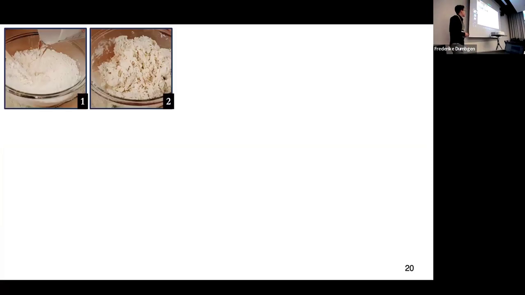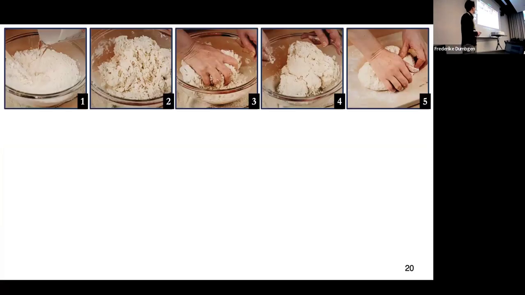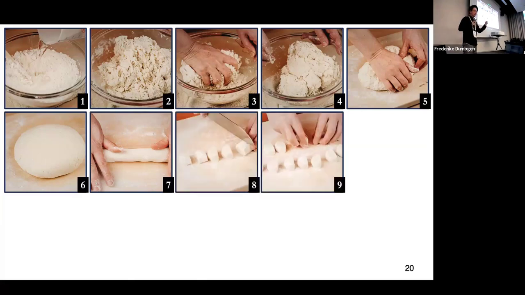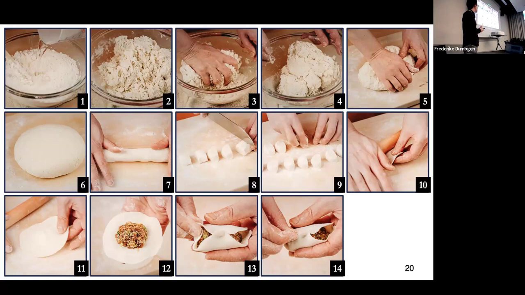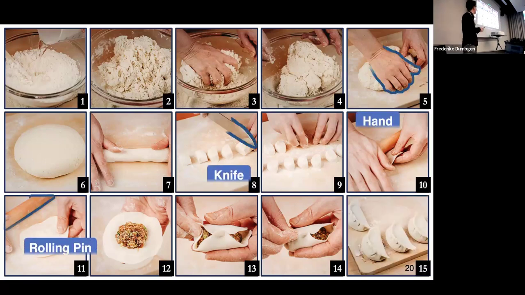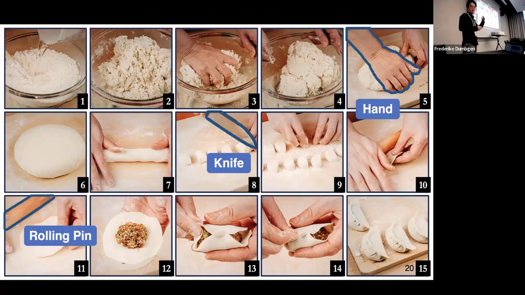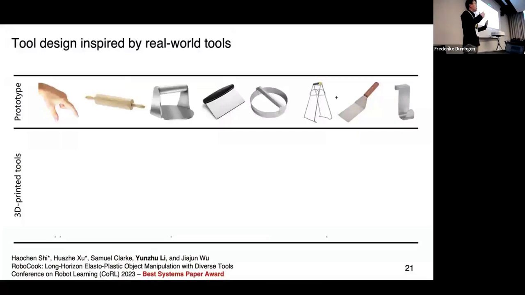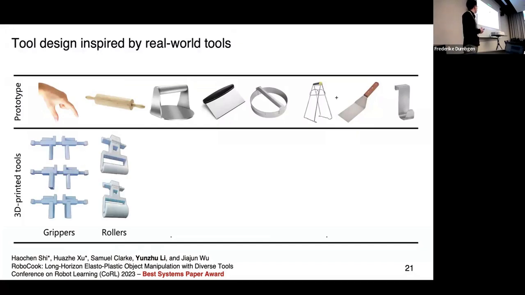Dumpling making is actually very challenging. It involves a very long horizon of manipulation steps. And in the middle, you are also using different kinds of tools, for example, your hands, rollers, a knife, or cutters. Inspired by the human way of making dumplings, we came up with a set of 3D printed tools that extend the capabilities of these parallel jaw grippers.